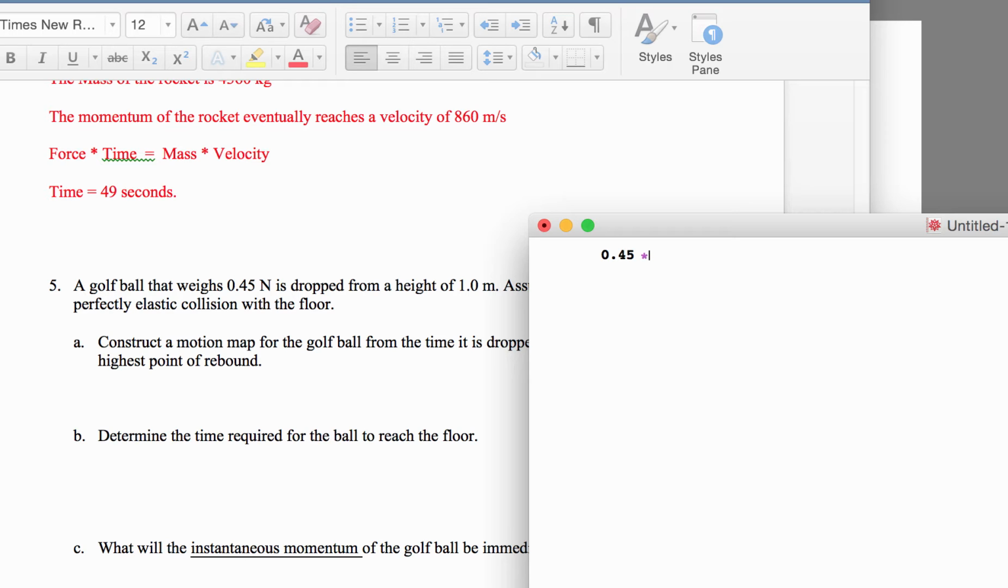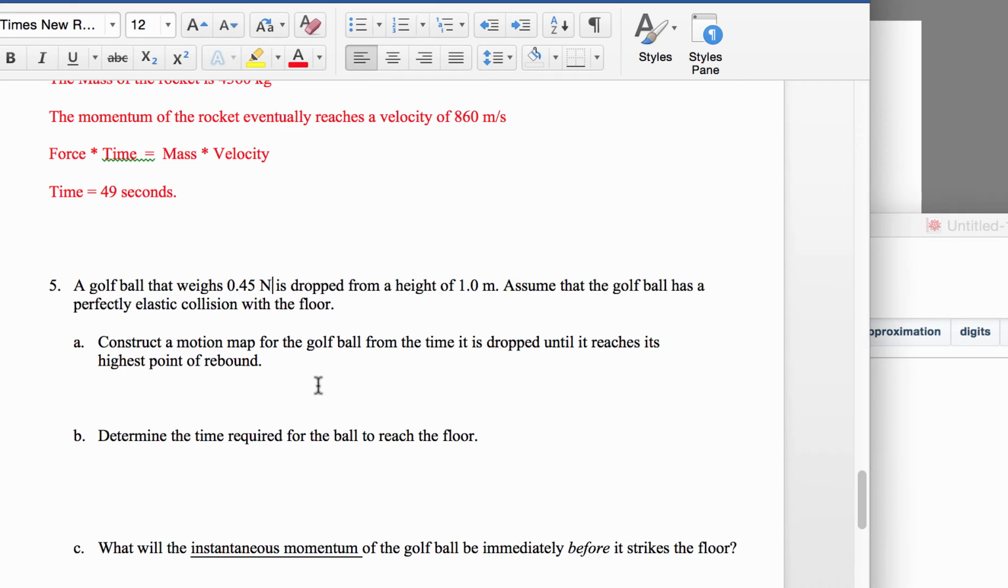Force of the weight of the ball is its mass times gravity. Recall that gravity is 10. That means we divide both sides by 10. 0.045 divided by 10. 0.045, that's our mass. Okay, so I'm going to add this information. The mass of the ball is 0.045 kilograms. Okay, we take what we know and we can find things we don't know. That's what physics is all about.